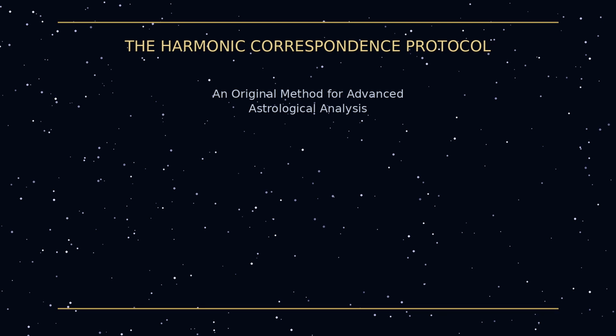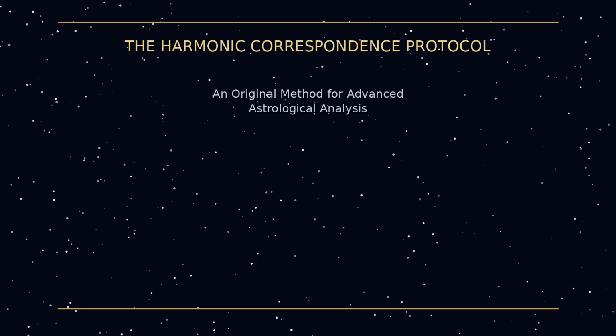The Harmonic Correspondence Protocol, an original method for advanced astrological analysis. Most contemporary astrology still operates on a medieval technical substrate, fixed orbs, discrete aspects, and a largely static natal chart interpreted against a moving sky. The result is a language that is rich in symbolism yet coarse in measurement.